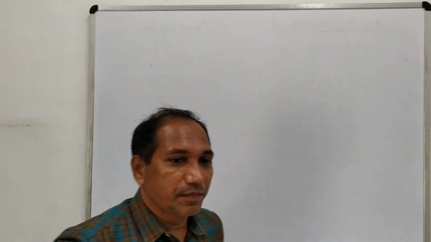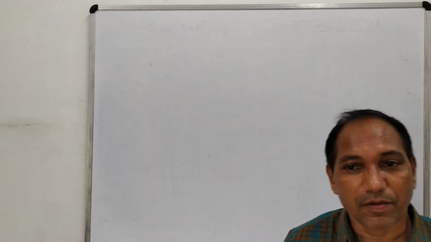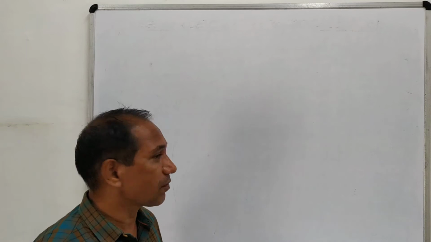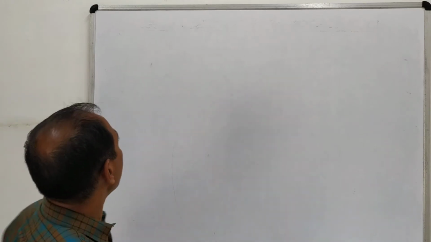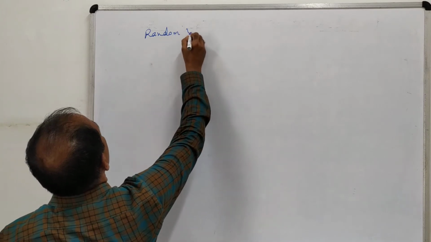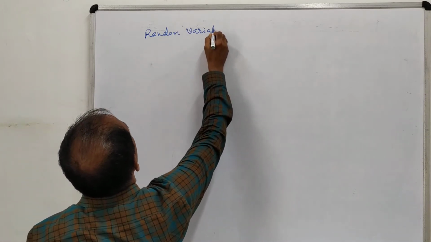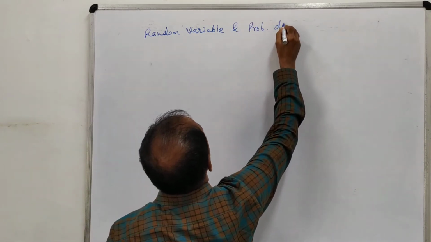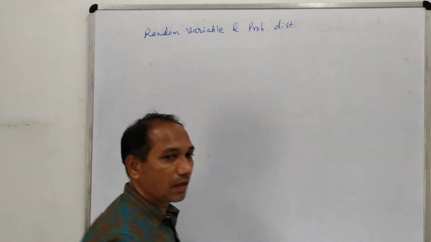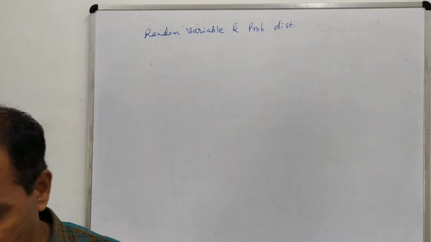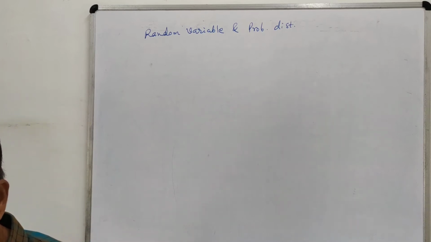So students, we are now in the new lecture. Last time, that means in the last lecture, we have seen about random variable and its probability distribution. So now we want to focus on the new topic, that means a probability distribution for two variables.